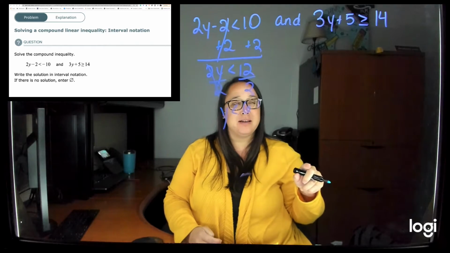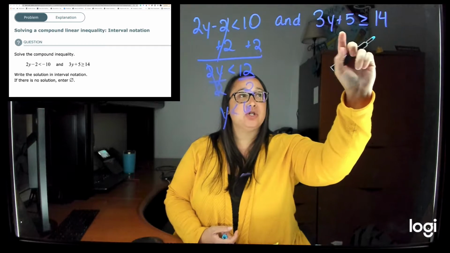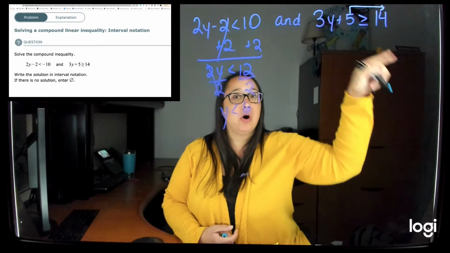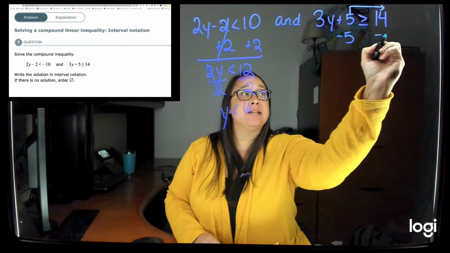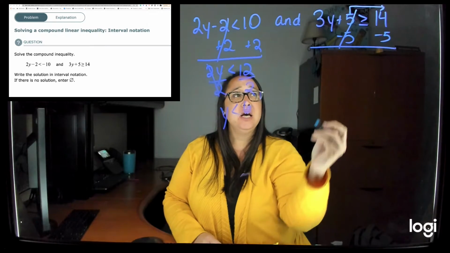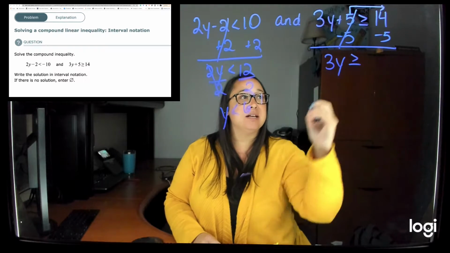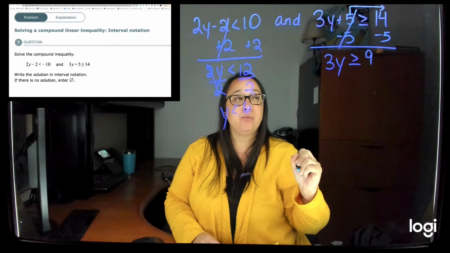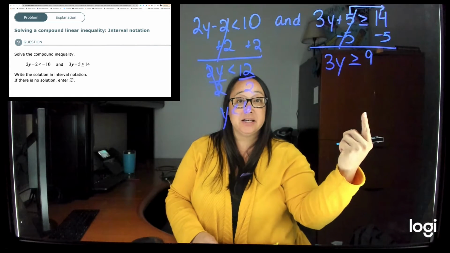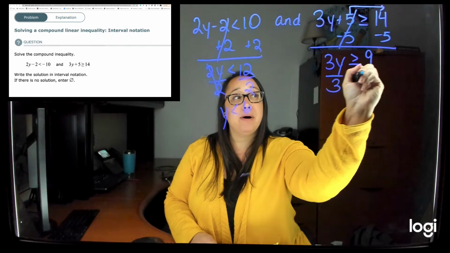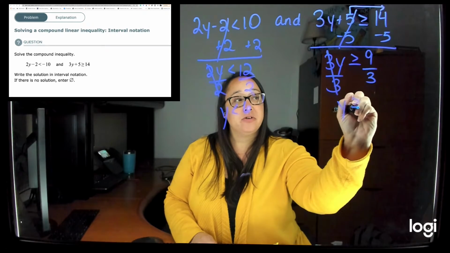All right, and we're going to do the same thing to this other inequality over here. We want to isolate the y variable, so what I want to do is move this 5 across that inequality sign, just like an equation. So in this case we would subtract 5. This would leave us with 3y is greater than or equal to 14 minus 5. That's going to give me 9. And again, we want to isolate the y. 3 times y, the opposite or the inverse of multiplying is dividing. So we want to divide by 3. And that would leave us with y is greater than or equal to 3.